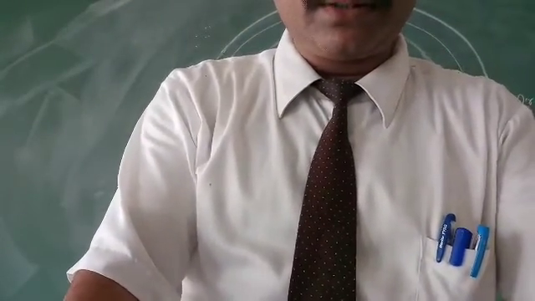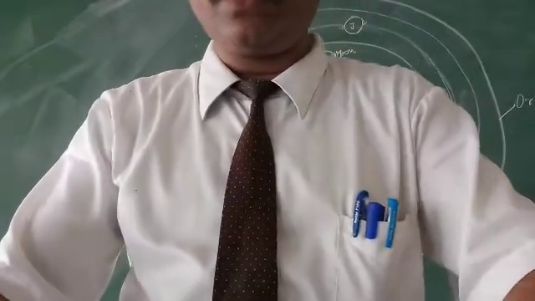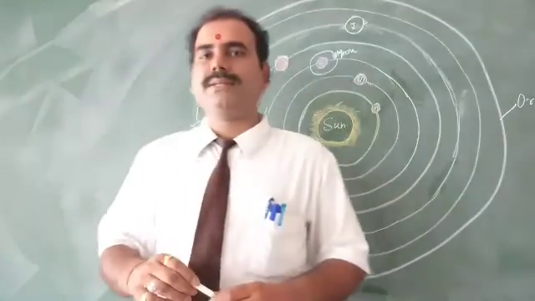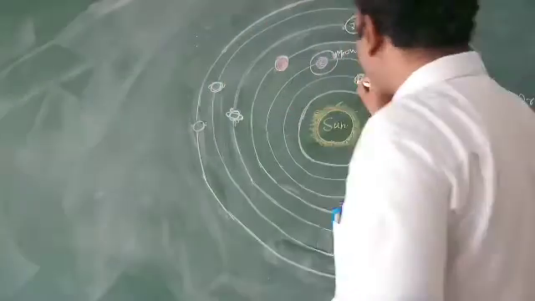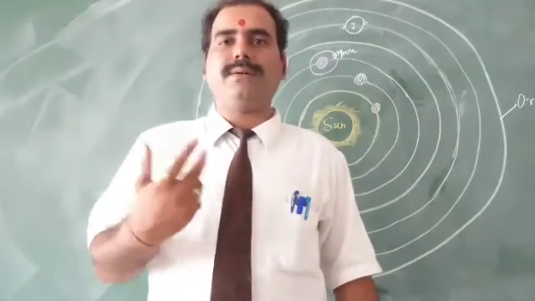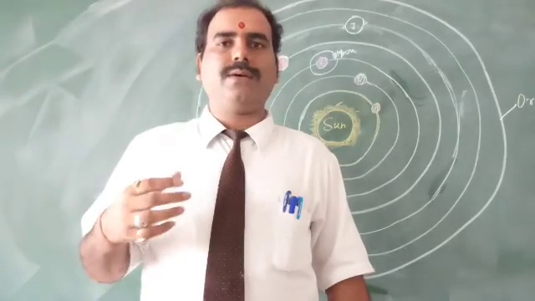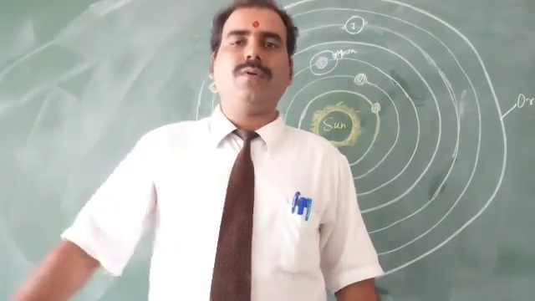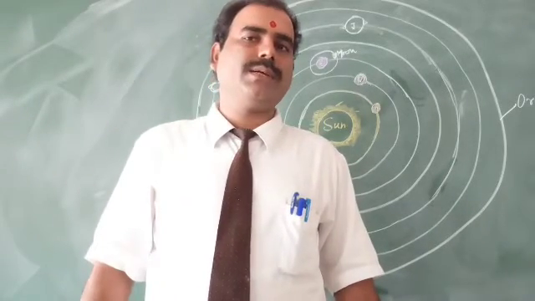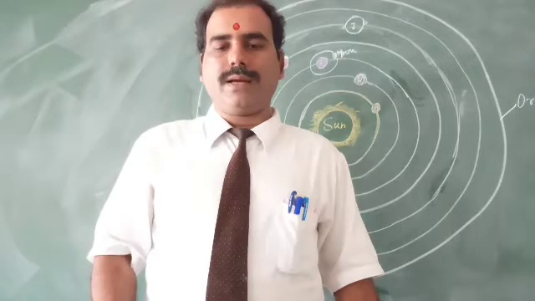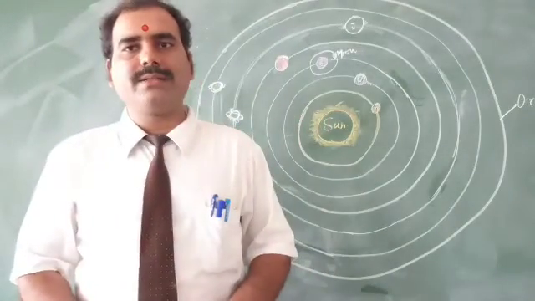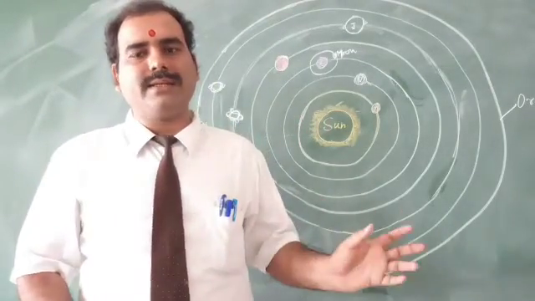Besides revolving around the sun, each planet also rotates on its axis. That means it moves from west to east on its axis, and along with this it also revolves around the sun. Revolving around the sun is known as revolution, and moving from west to east on its axis is known as rotation. So rotation causes day and night, and revolution causes seasonal change.